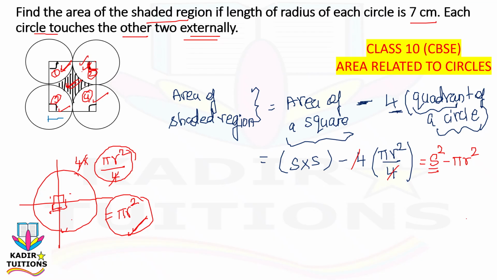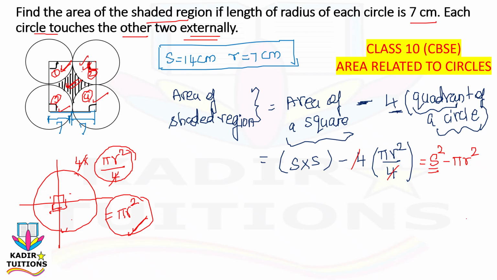From here to here, what is this actually? It's nothing but the radius of the circle, which is 7. And again from this point to this point, here also the radius is 7. So what about the side of the square? It is going to be 14. So I can take the side as 14 centimeter. And what about our radius? It is 7 centimeter. So this data only we are going to use in our formula.